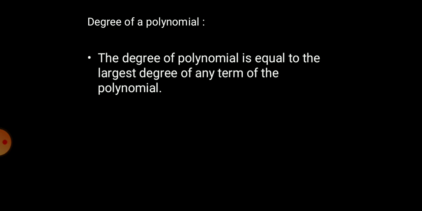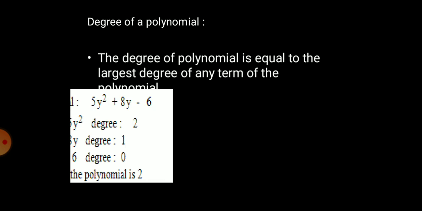Degree of a polynomial is the largest degree of any term of the polynomial. That means a polynomial can have 2 terms, 3 terms, 4 terms. Like in a monomial, we will find the degree of each term. The degree of whichever term is greatest or largest is considered the degree of the polynomial.